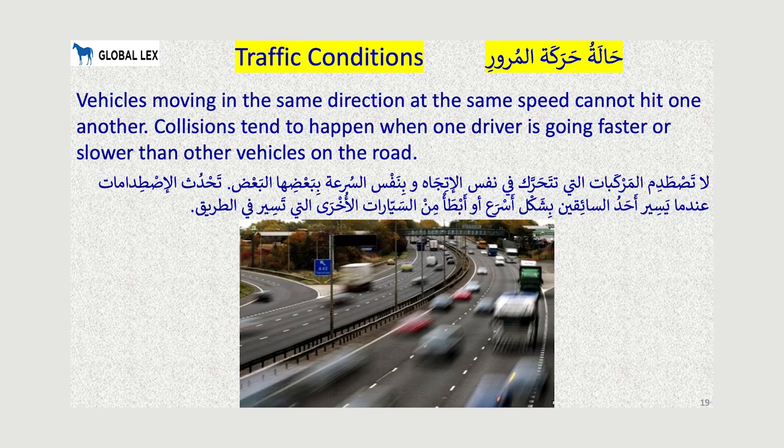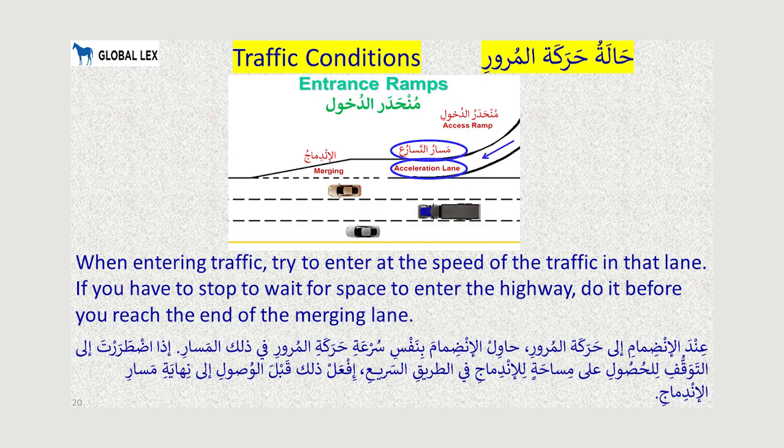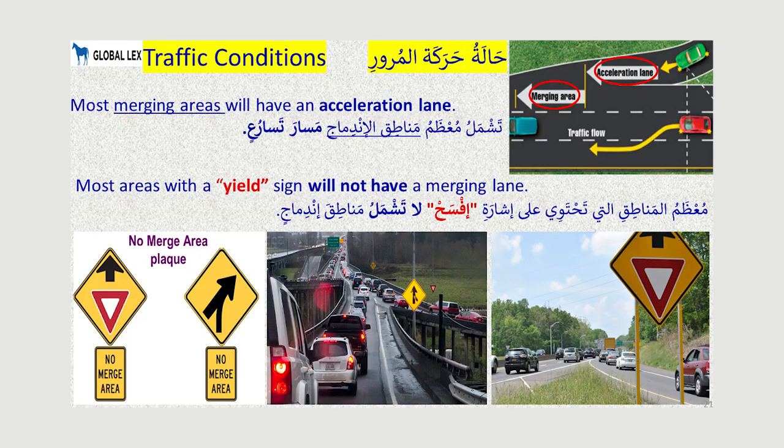Vehicles moving in the same direction at the same speed cannot hit one another. Collisions tend to happen when one driver is going faster or slower than other vehicles on the road. When entering traffic, try to enter at the speed of the traffic in that lane. If you have to stop to wait for space to enter the highway, do it before you reach the end of the merging lane. Most merging areas will have an acceleration lane. Most areas with a yield sign will not have a merging lane.